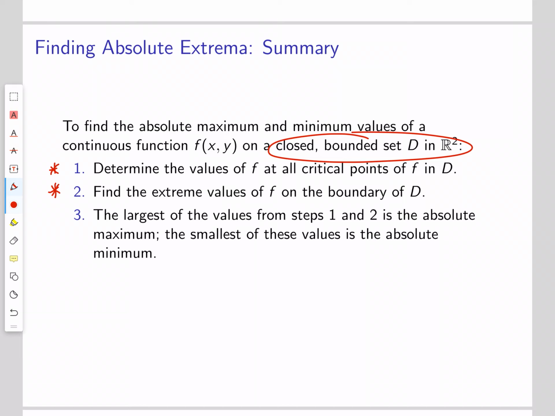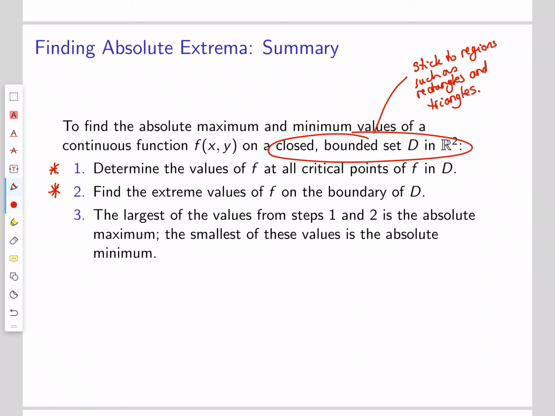So I'm showing this slide again, mostly just to remind ourselves of where we are. We're looking for an absolute max or a min for a continuous function of two variables. And we do that on a closed bounded set, and the regions that we're interested in for this particular course are basically triangles and rectangles. If we want to do more funky sets like circles, then we need some more mathematical machinery, which is beyond the scope of this course.